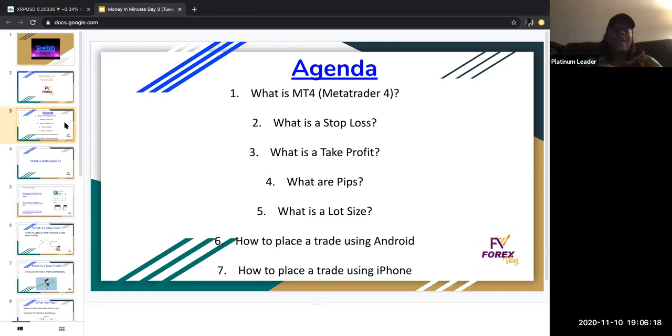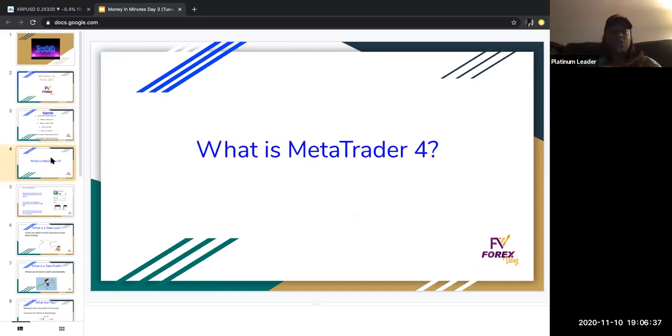So, for tonight, we're going to discuss what is the MT4. We're going to go over what is a stop loss, what is a take profit, what are pips, what is the lot size, and then how to place a trade using the Android, and then also how to place a trade using the iPhone. First up, what is the MetaTrader 4?